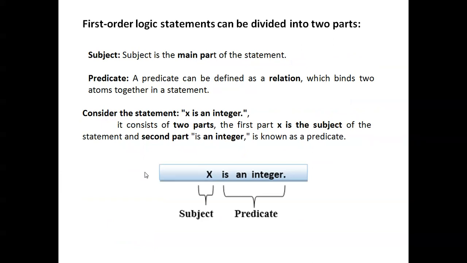A first order logic statement can be divided into two parts. The subject is the main part of the statement, and the predicate is the relation which binds two atoms together in the statement. Consider the statement x is an integer. It consists of two parts: x is the subject, and the second part, is an integer, is the predicate.